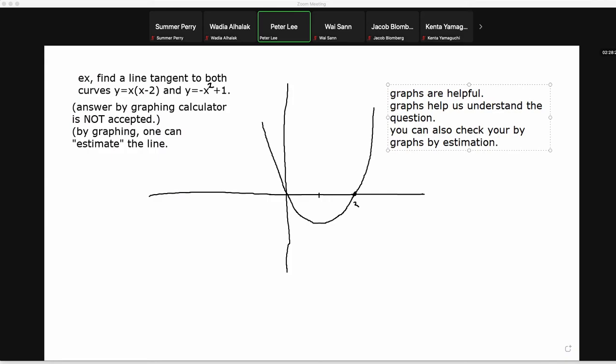So what are graphs good for? First of all, graphs are very helpful. They help us understand the question. That's a very big plus. Second, graphs are very good for checking your answer, checking by estimation. However, a graph as a solution is not acceptable. Even if the estimation is very precise, logically it is still not clear. Logically, it is not justified.